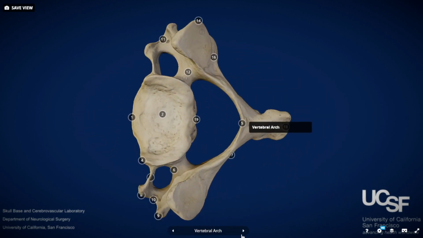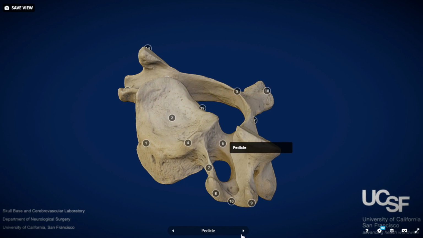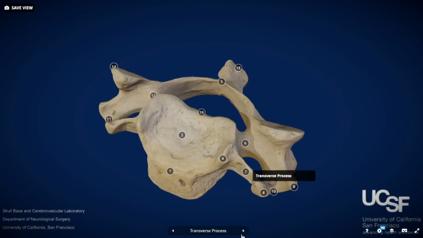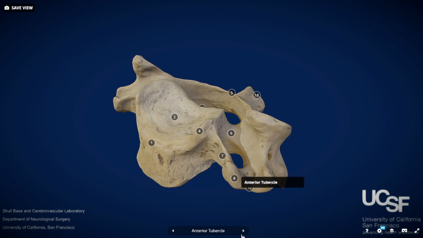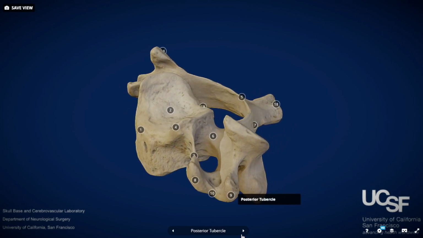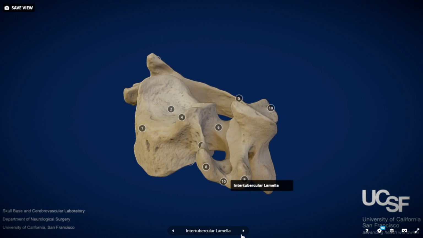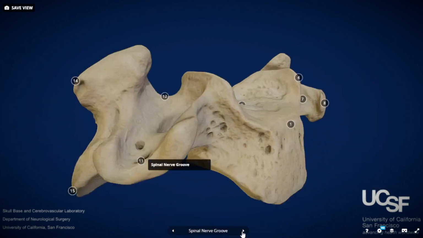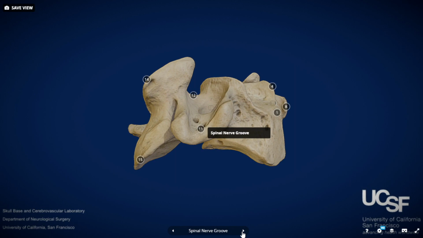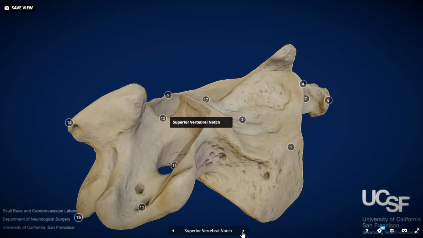Posteriorly, we have the vertebral arch, which is connected to the vertebral body by the pedicles. And anterior to the pedicle, we have the transverse process that has an anterior tubercle and posterior tubercle. In between these tubercles, we see the connection happening by an intertubercular lamella. Just posterior to the intertubercular lamella, we see a groove, which is the spinal groove. It is the place on which a spinal nerve is going to be resting.